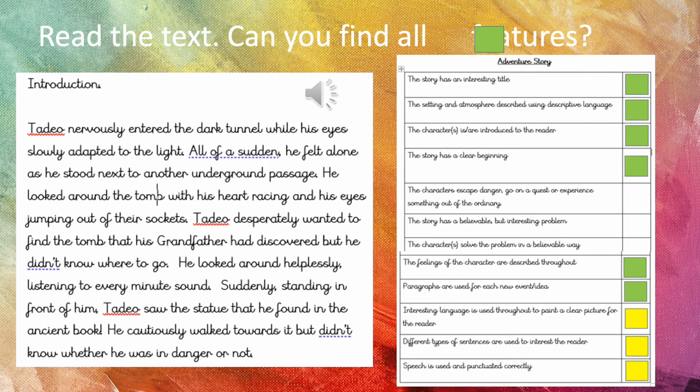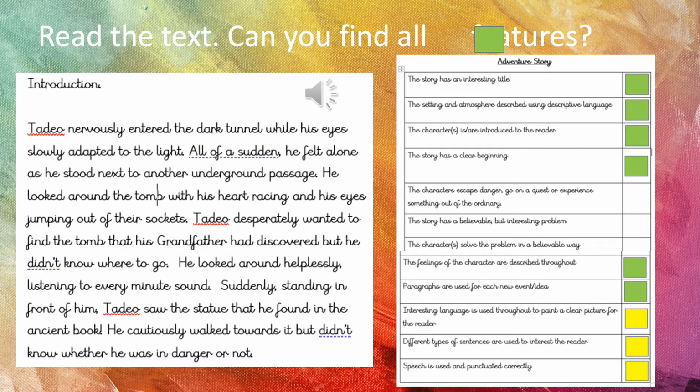So let's have a look at the text over on the left hand side where we've got our introduction. Tadeo nervously entered the dark tunnel while his eyes slowly adapted to the light. All of a sudden he felt alone as he stood next to another underground passage. He looked around the tomb with his heart racing and his eyes jumping out of their sockets. Tadeo desperately wanted to find the tomb that his grandfather had discovered, but he didn't know where to go.